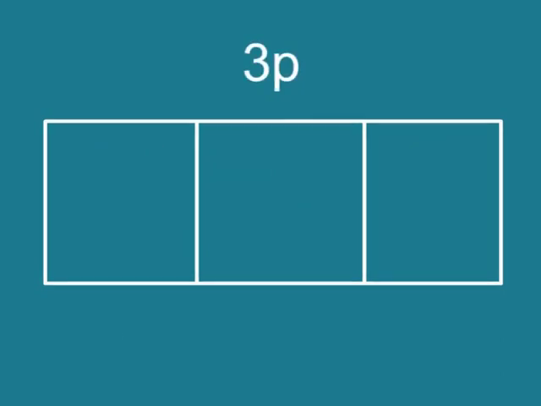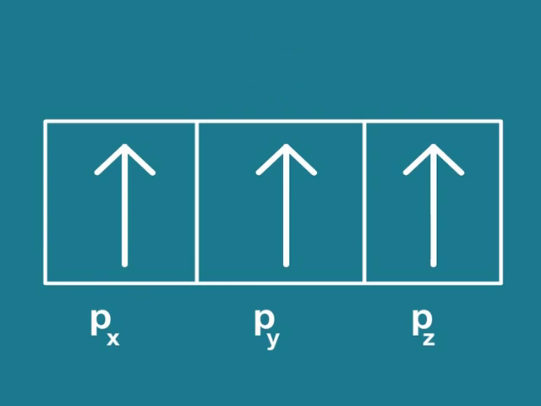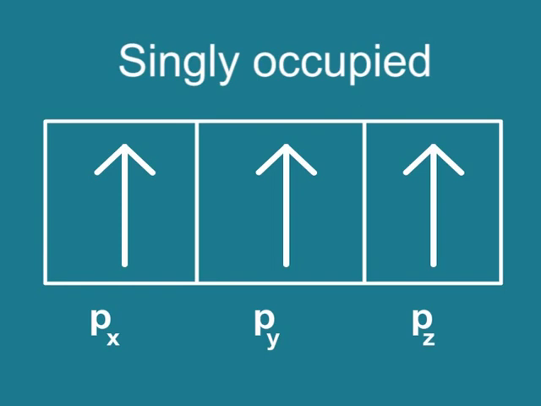Students, here we can see a 3p subshell. It has 3 orbitals named as px, py and pz. First electron enters into px orbital. Second electron enters into py orbital. Third electron enters into pz orbital. At this stage, all p orbitals are singly occupied.